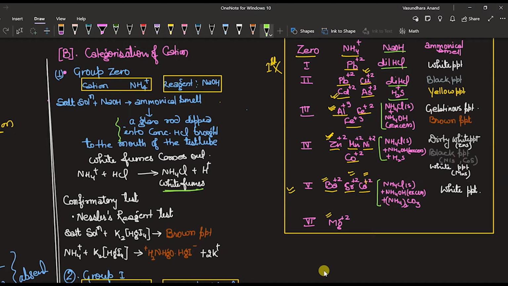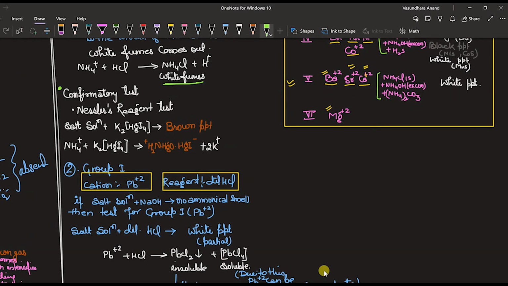Suppose that on here only this identification we got this identified, then what we'll do, we'll do the confirmatory. First identification and then confirmatory. So for confirmatory, there is a Nessler reagent test. In the Nessler reagent test, what you'll do is add salt solution plus K2HgI4. This is the Nessler reagent formula.